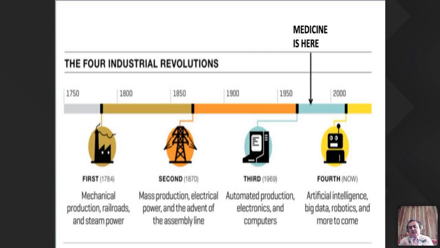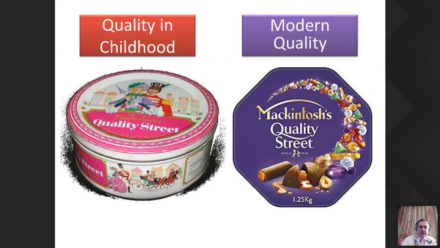Until now, we have reached the fourth generation of industry, where we will have artificial intelligence, big data, robotics, the Internet of Things, and more to come. So those are the four revolutions in the industry. Okay.